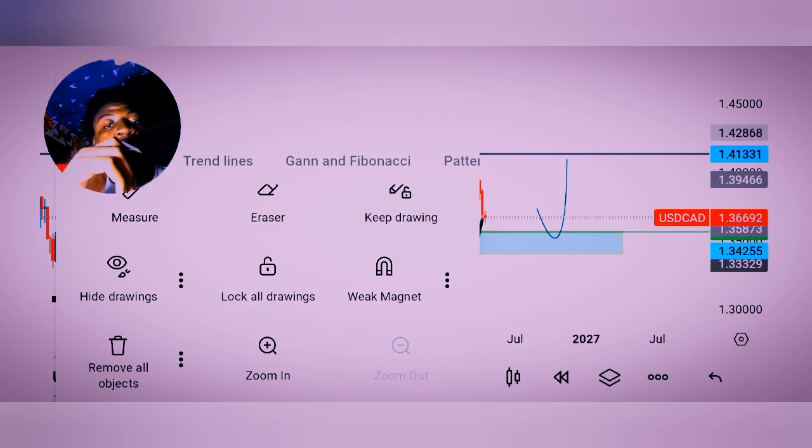They have the lock all drawing. When you press the lock all drawing, it automatically locks all drawings on your charts. Even if you mistakenly press the delete button, it will not be deleted unless you unlock back. That is how that one works.